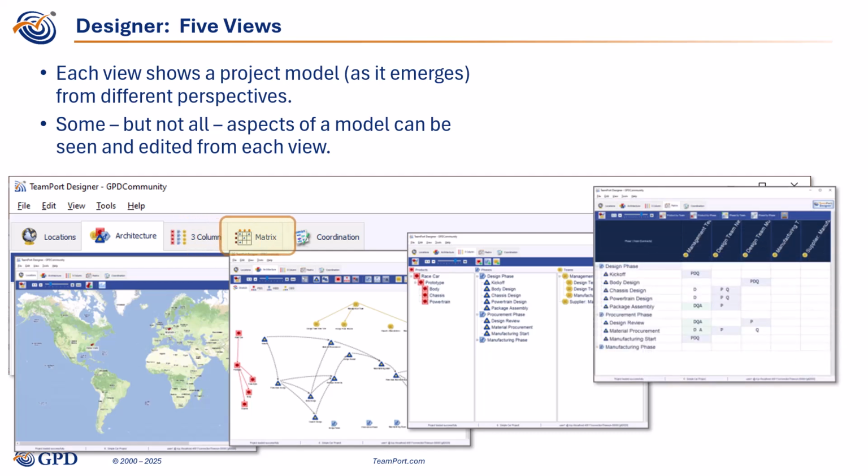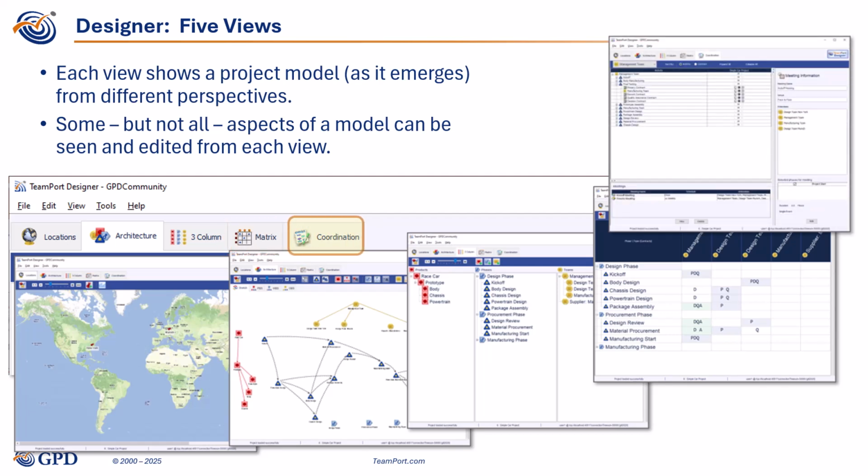In the 4th tab, the matrix view shows relationships amongst model elements. The rows and columns are the elements, and cells display the relationship for that row and column. Finally, the fifth view of a project, the coordination view, shows the project from the perspective of a team and the demands on that team's attention and abilities.